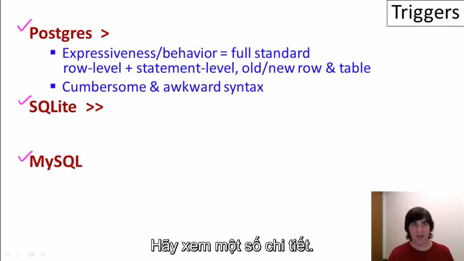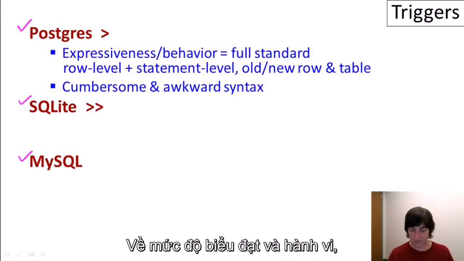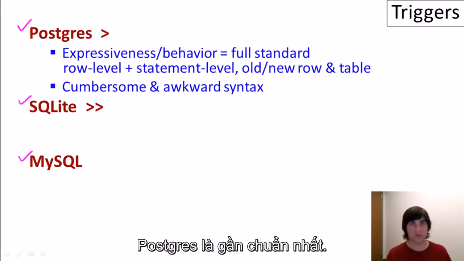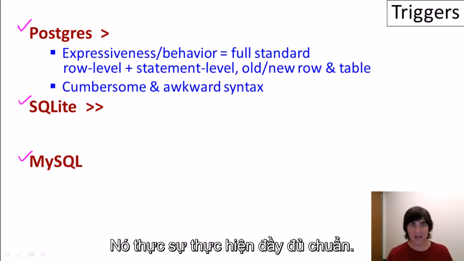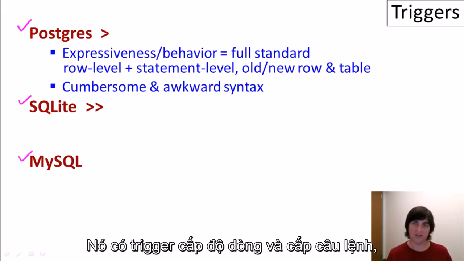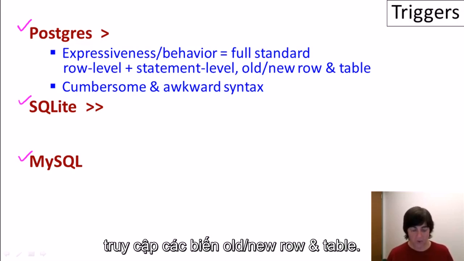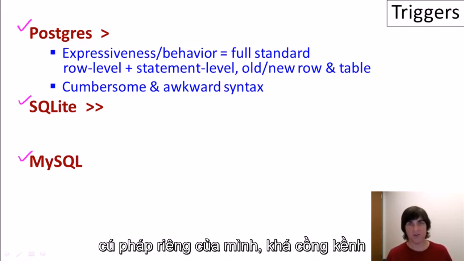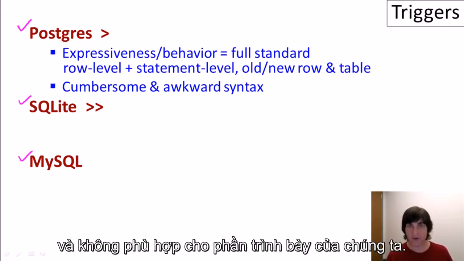Let's look at some details. In terms of expressiveness and behavior, Postgres is the closest to the standard. It really does implement the full standard. It has row-level and statement-level triggers, access to old and new rows and tables. Unfortunately, it uses its own cumbersome and somewhat awkward syntax, making it not very suitable for our demonstration.